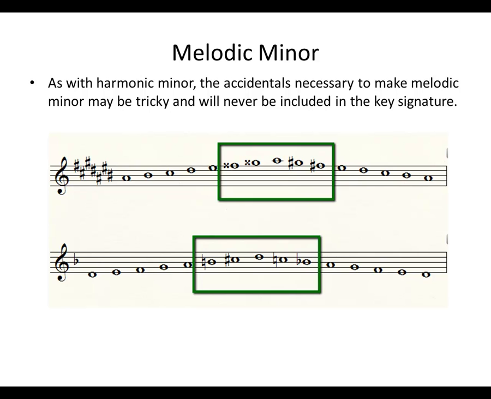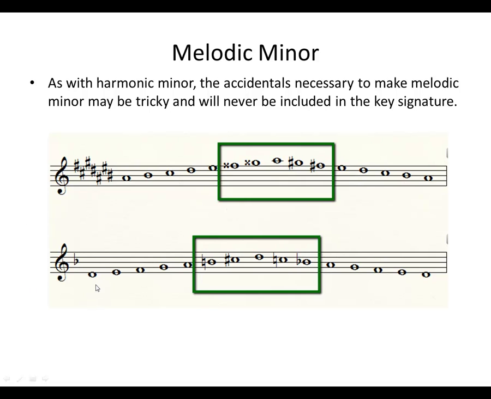And as with the harmonic minor scale, the accidentals can be tricky. With the A sharp minor scale, you will have 2 double sharps in the ascending melodic minor scale. Return them to the G sharp and the F sharp that agrees with the key signature on the descending scale.